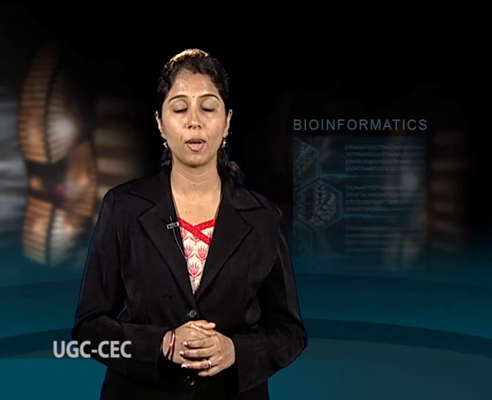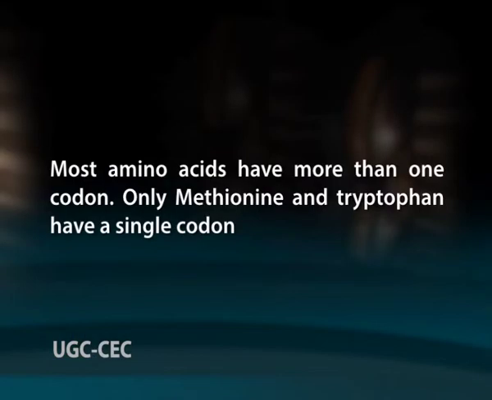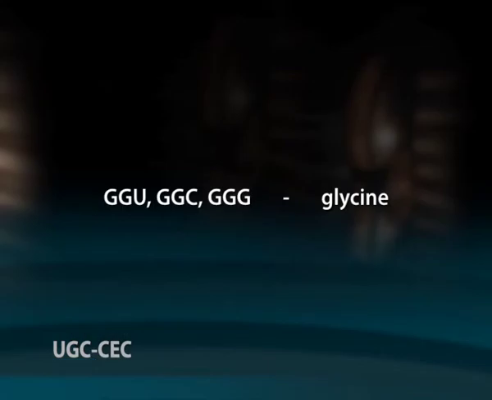Reading frame is a series of nucleotides read in sets of 3, codons. Only one reading frame is correct for encoding the correct sequence of amino acids. Most amino acids have more than one codon. Only methionine and tryptophan have a single codon. Also, multiple codons corresponding to a single amino acid usually differ only by the 3rd base. For example, GGU, GGC and GGG all code for glycine. This situation is called degeneracy, that is, the code is degenerate.